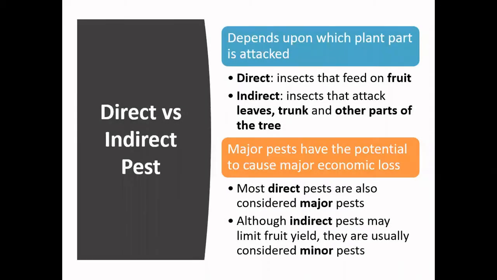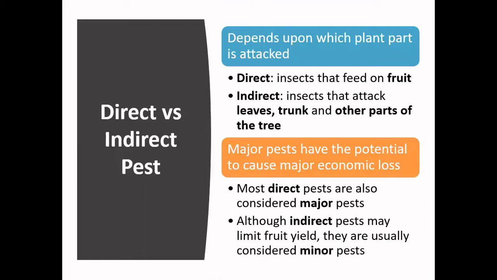Before we get into a discussion on the particular insect pests, I wanted to touch base on what is meant by a direct versus an indirect pest. This really depends on what part of the plant is attacked. In apples in particular, a direct insect pest feeds specifically on the fruit, whereas an indirect pest is an insect that attacks the leaves, the trunk, or any other part of the tree.